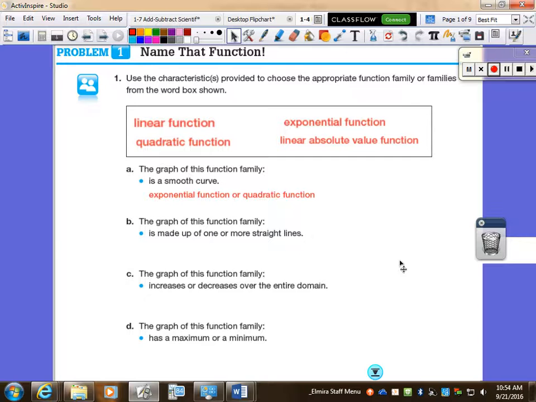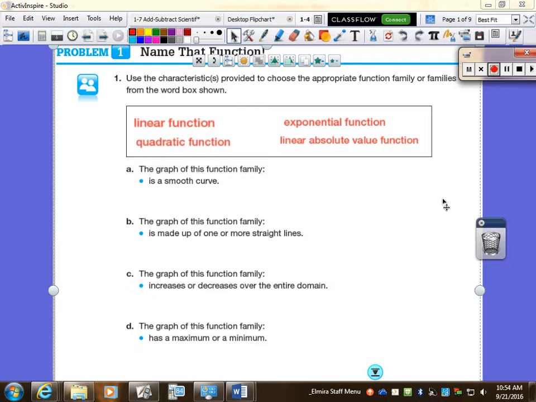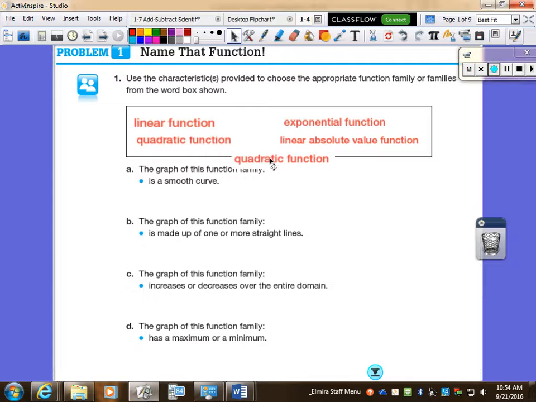Exponential or quadratic. Let's do this. Quadratic and exponential. Okay. The graph of this function family is made up of one or more straight lines. So what has one or more straight lines in it?